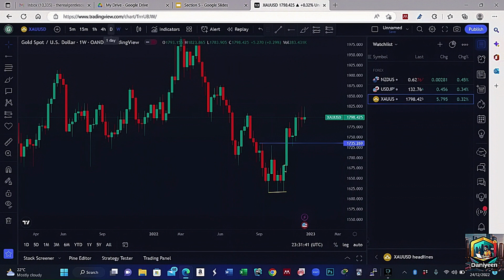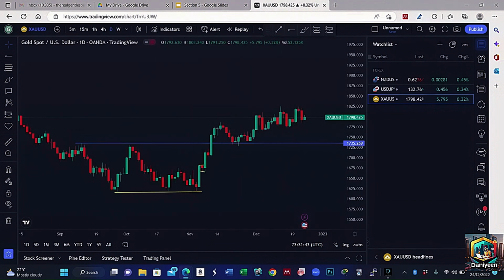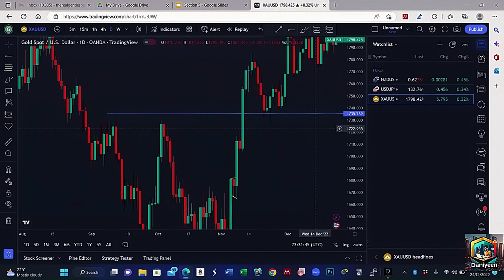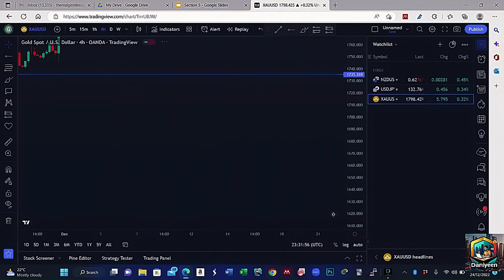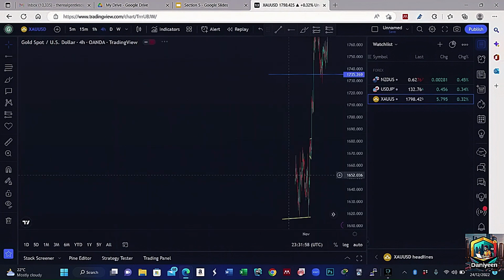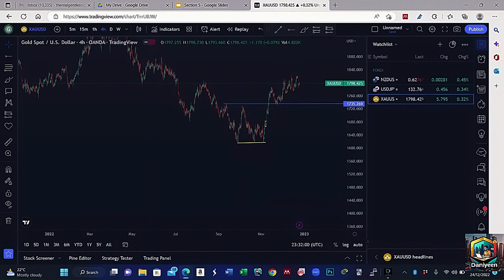So let's go to the daily time frame. On the daily time frame, you can see it vividly. This is a particular top. So price is approaching it. Let us assume price is still here. So let's go to the 4 hour time frame. So this is the 4 hour time frame.